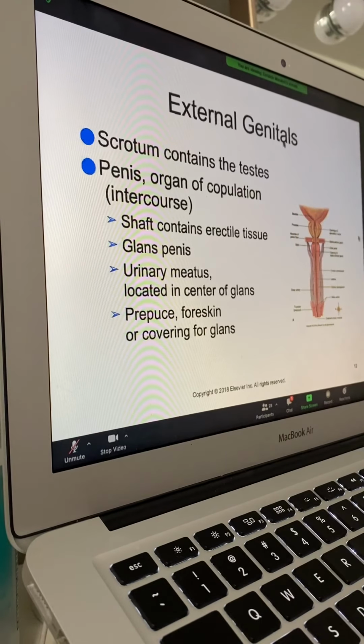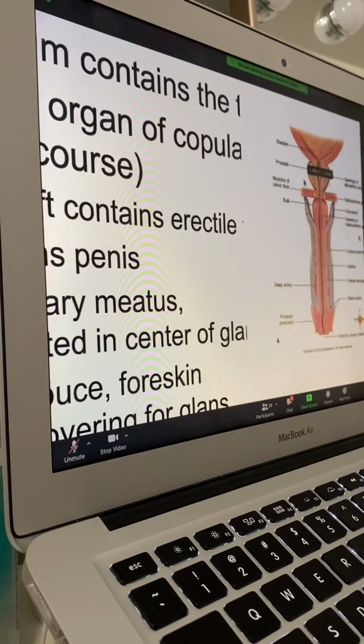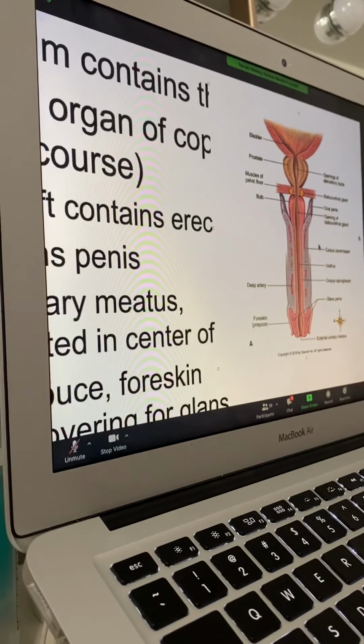And then you have the external genitals. You have the scrotum, of course, we know what the scrotum is, and then the penis, which is the organ of copulation. And this is the shaft of the penis, and the shaft contains erectile tissues. These are muscles, and those are the erectile tissues. That's what makes the penis hard when they are erect.